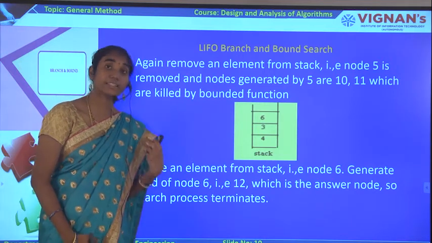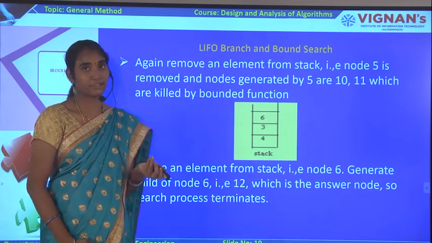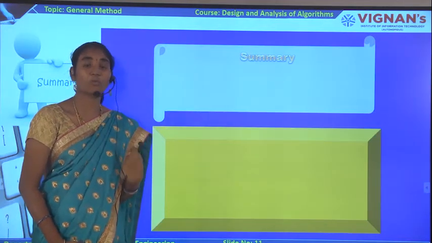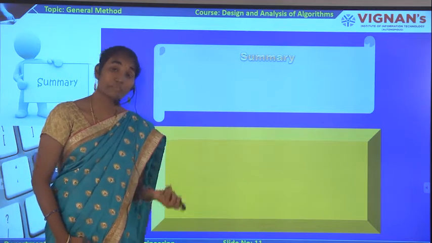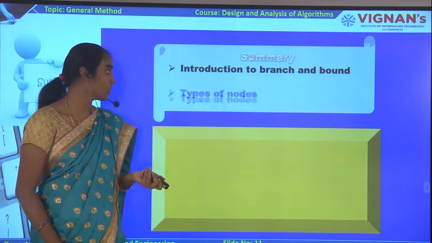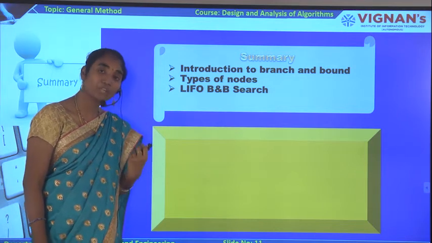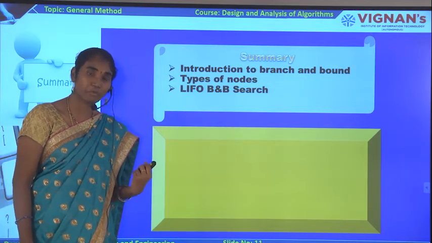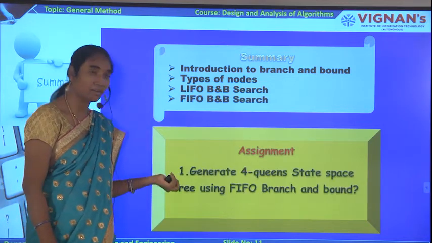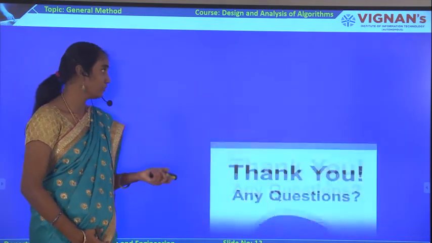The third strategy is LC search, or least cost search, that we are going to cover in the next session. Now coming to the summary. Today we have covered what is meant by branch and bound and the different types of nodes: live node, dead node and E node. We also covered the search strategies. There are basically 3 search strategies: LIFO branch and bound, FIFO branch and bound, and LC search. And this is a small assignment: generate the 4 queen state space tree using FIFO branch and bound. Okay, thank you.